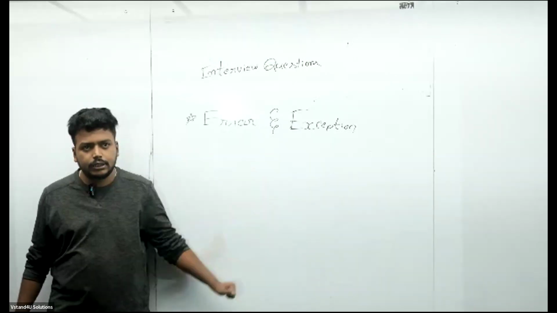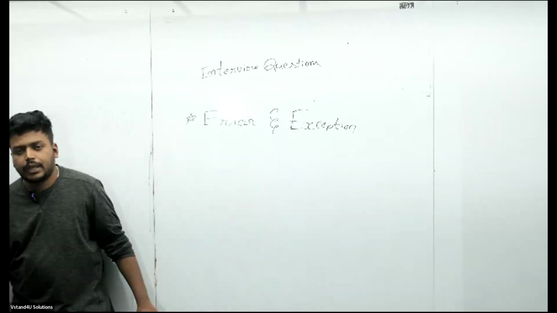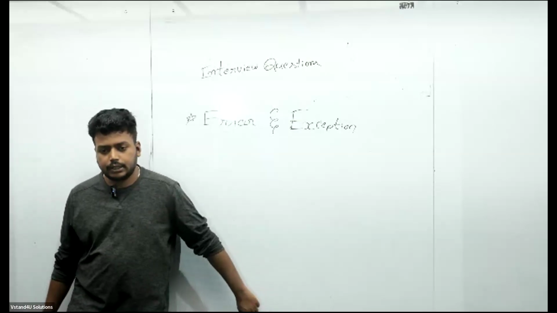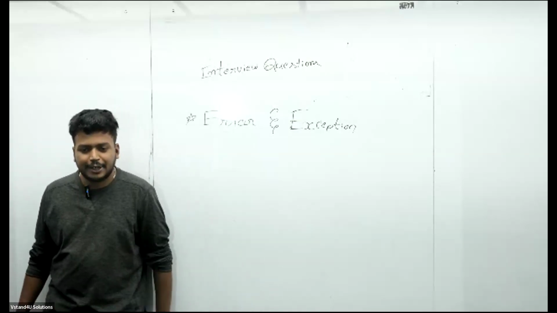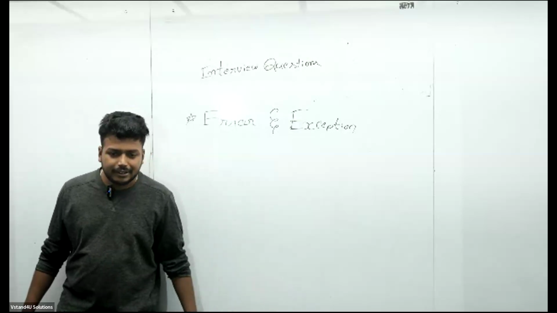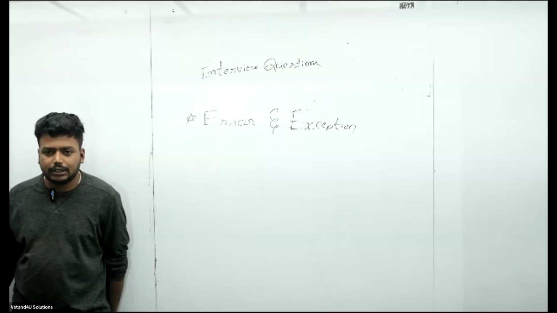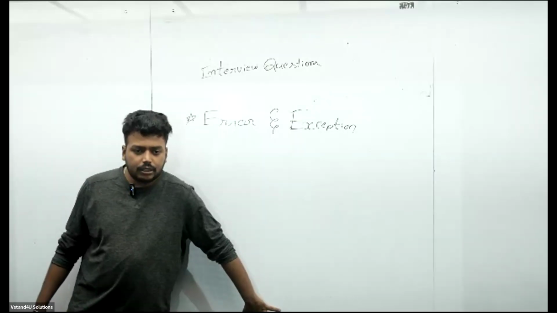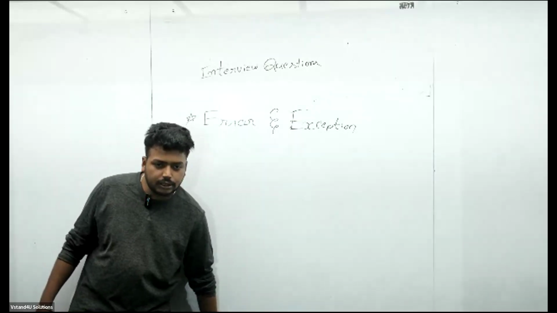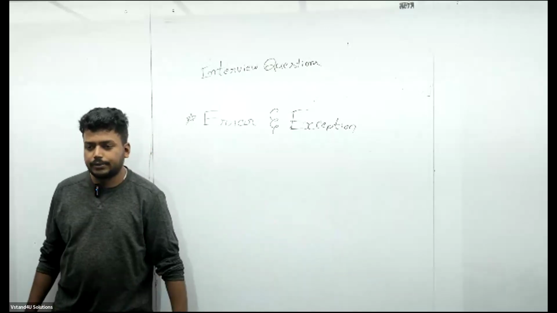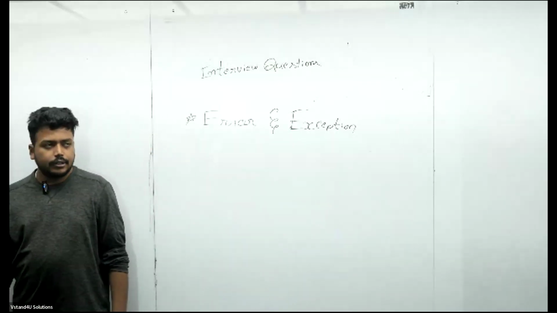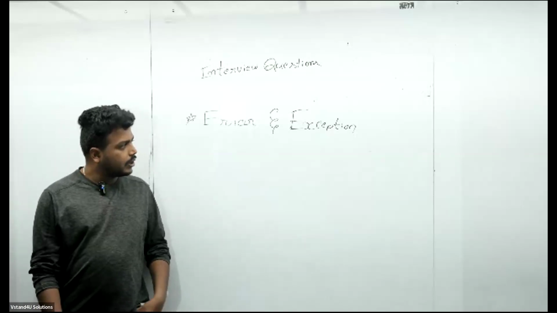In exception, we have two subclasses: runtime exception and checked exception. Runtime exception is also called unchecked exception, and the subclass of exception is nothing but checked exception. You have to tell like this.